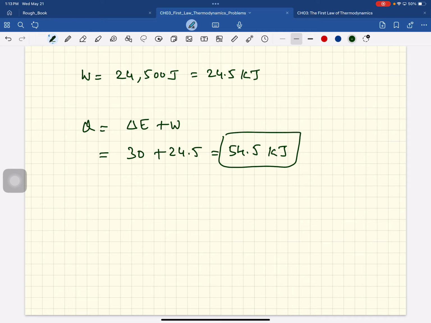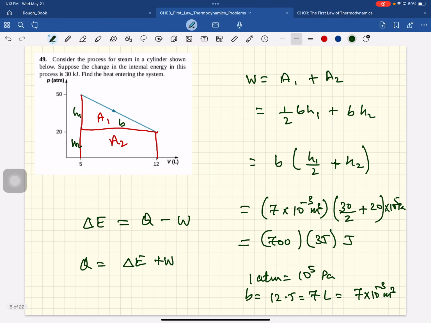Okay, so 55 kilojoules. Okay, you just have to be careful of all the units, okay?